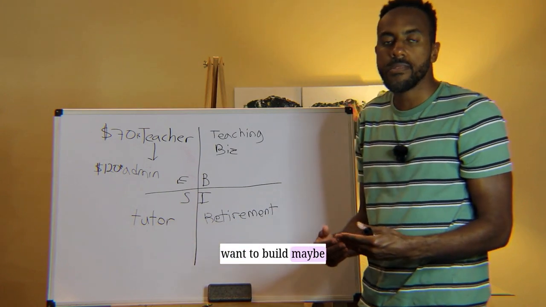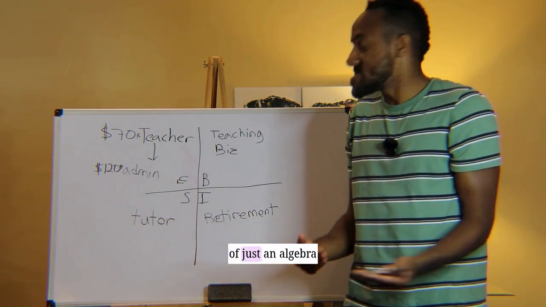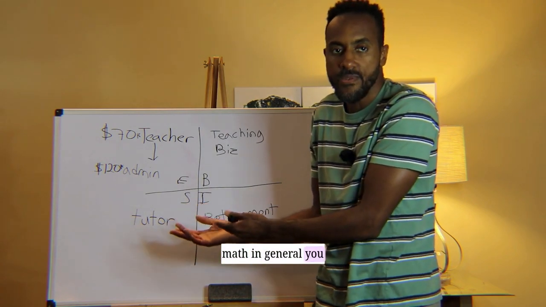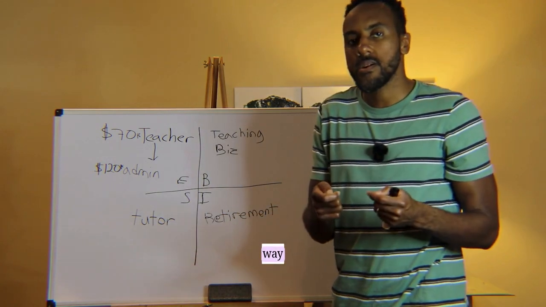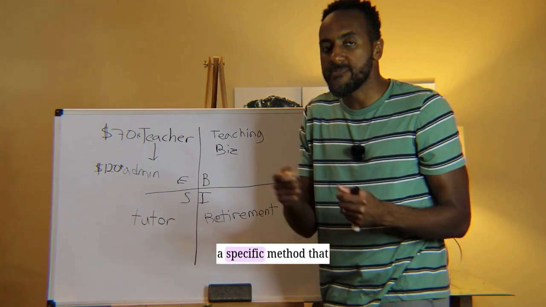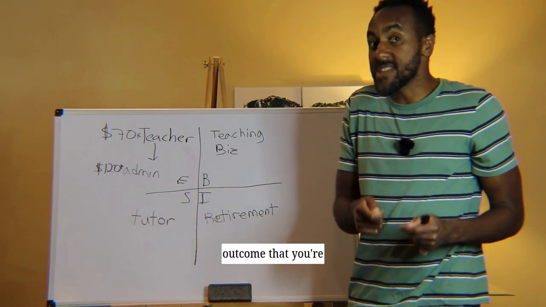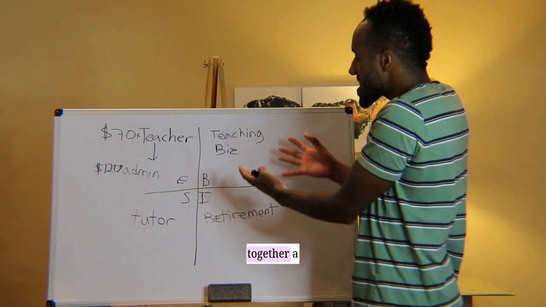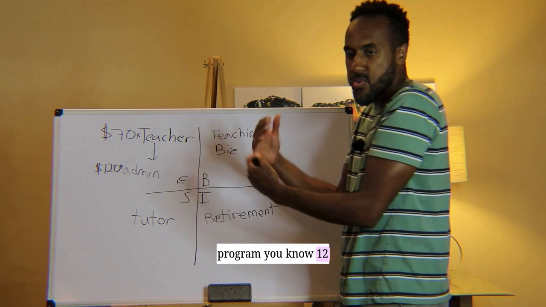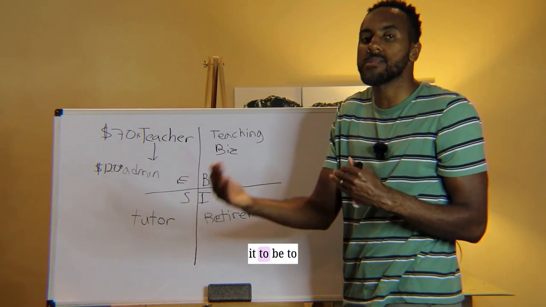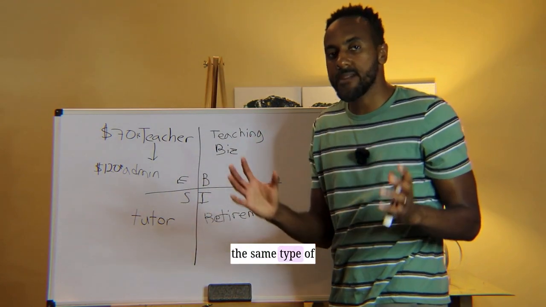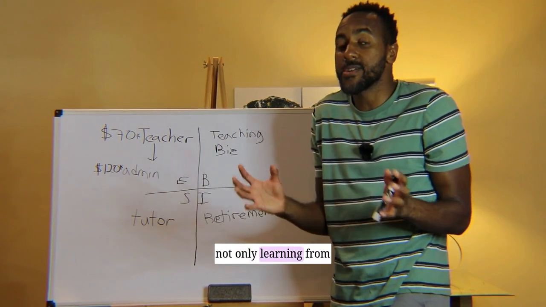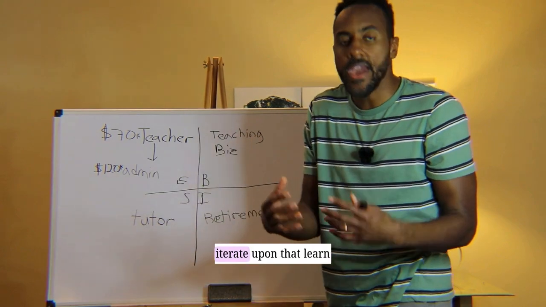You might want to build, instead of just an algebra tutoring business where you're just tutoring math in general, a specific way of teaching things or a specific method or a specific outcome that you're really good at helping students get. You can put together a program, 12 weeks, 16 weeks, however long you want it to be, where you can attract the same type of student and put them inside the same environment so they're not only learning from you, but they're also learning from one another.